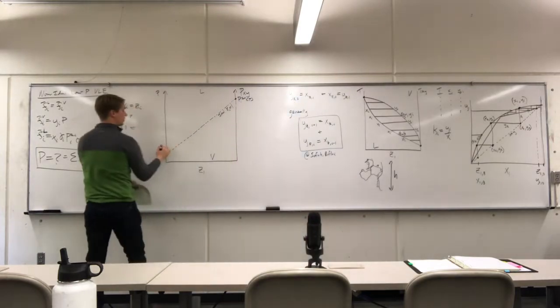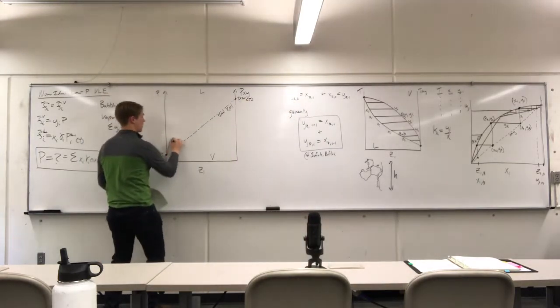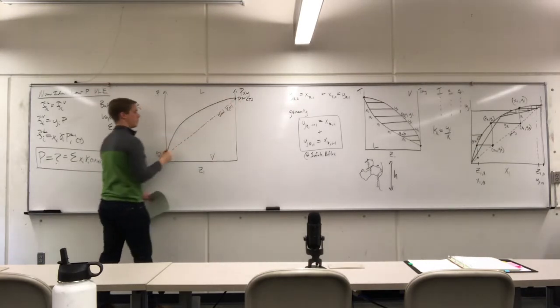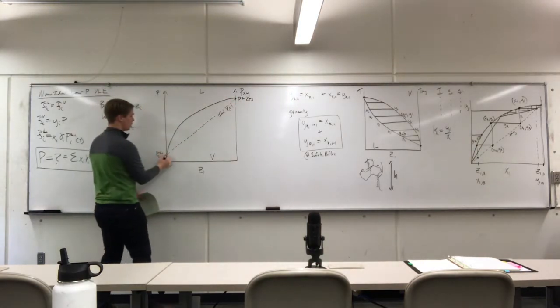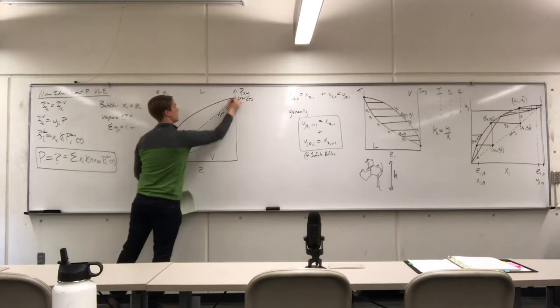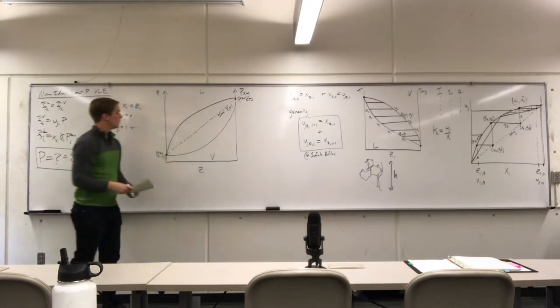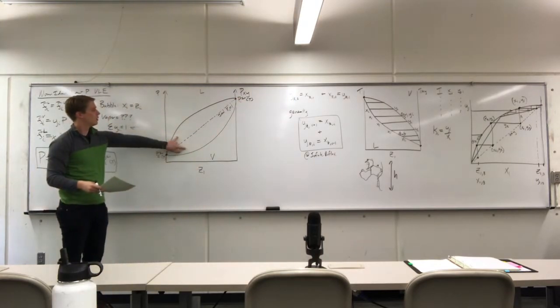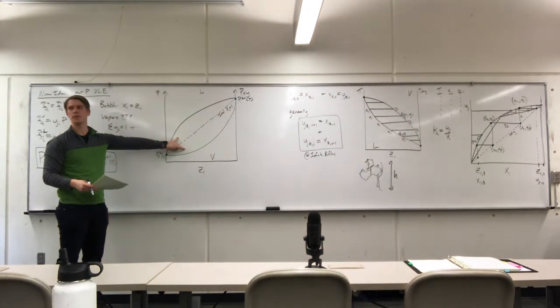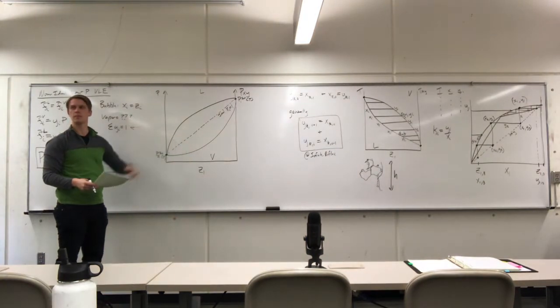So I can have two scenarios. One where my bubble curve has a positive deviation, and one where my bubble curve has a negative deviation. Which of these two scenarios represents an activity coefficient greater than 1, and which of these two scenarios represents an activity coefficient less than 1?